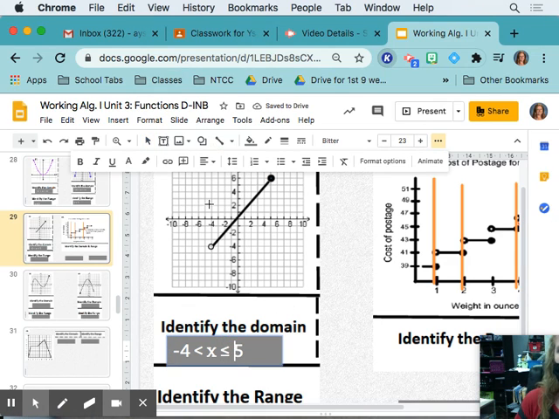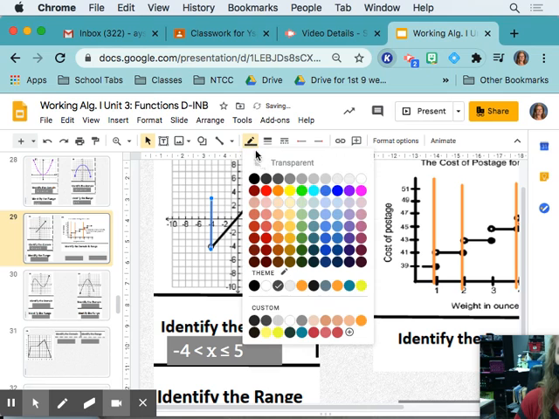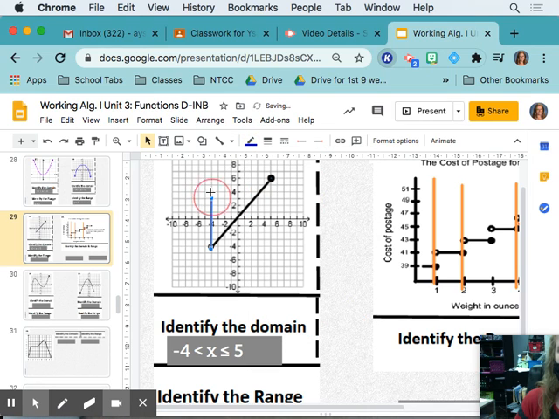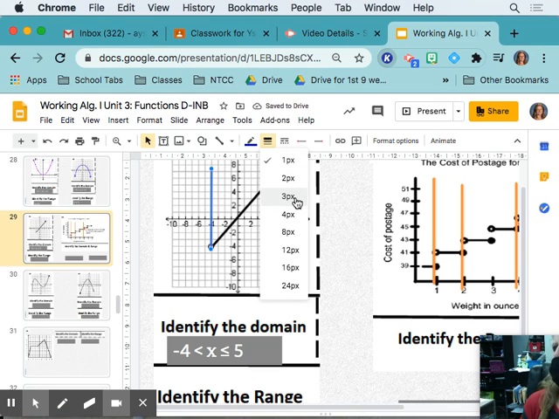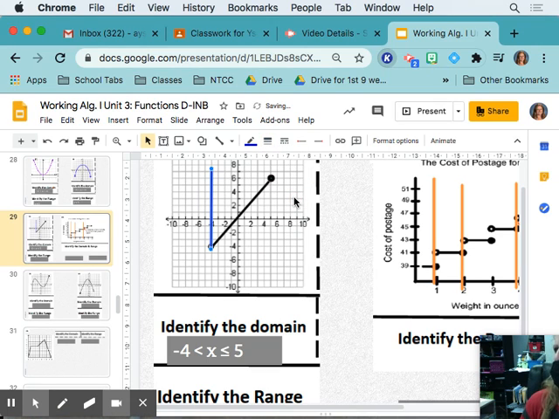So if we were to box it in, we know it goes from negative 4 to positive 5. I'm going to change that color to blue for domain, and make it thicker. Control C, Control V. So I know it goes from negative 4 to positive 5.